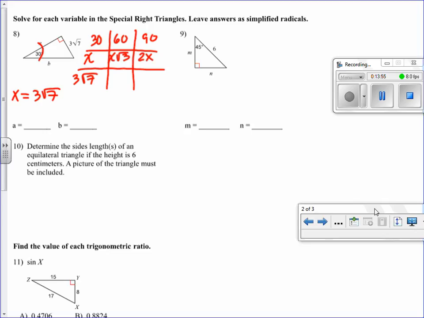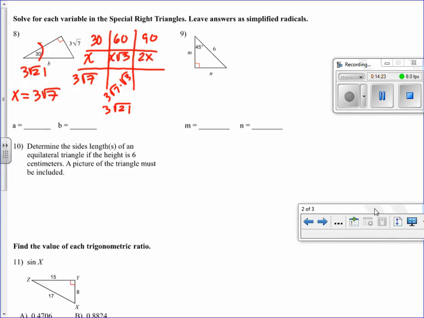So for the rest of the problem, every place that you see an x, you replace it with 3 radical 7. So this becomes kind of tight, but this is 3 radical 7 times radical 3. You still have that square root of 3 there. So they have to get multiplied together. That gives you 3 times square root of 21. Alright? So that's this leg right here.